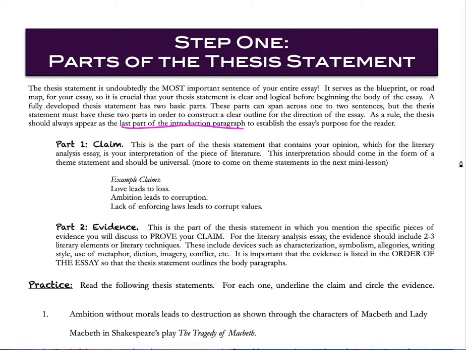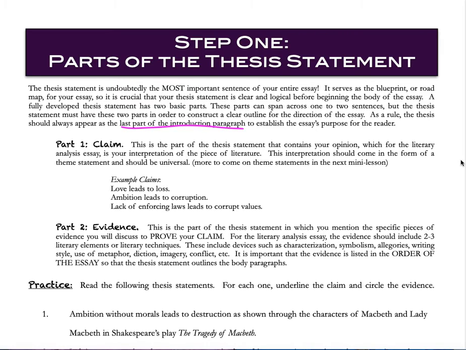So the 2 parts of your thesis. The first part is the claim. This is the part of the thesis statement that contains your opinion, which for the literary analysis essay is your interpretation of the piece of literature. This interpretation should come in the form of a theme statement and should be universal. There's more to come on theme statements in the next video. An example claim would be love leads to loss, or ambition leads to corruption, or lack of enforcing laws leads to corrupt values.